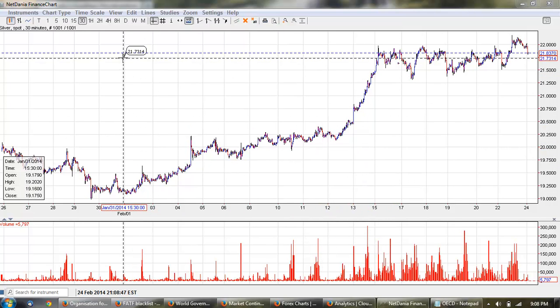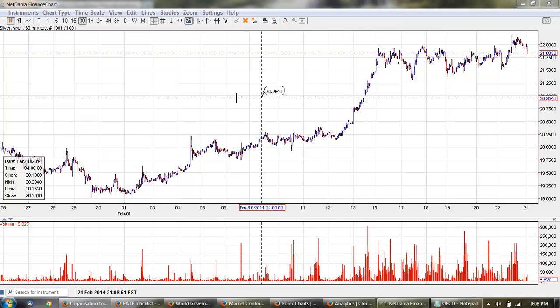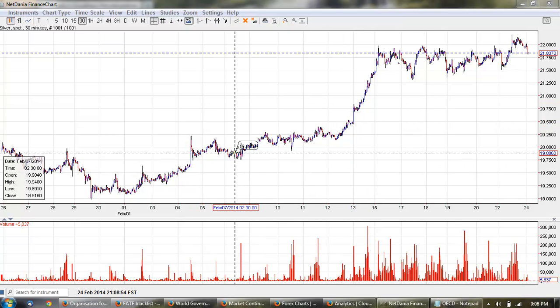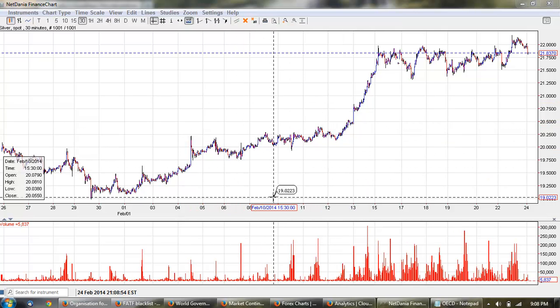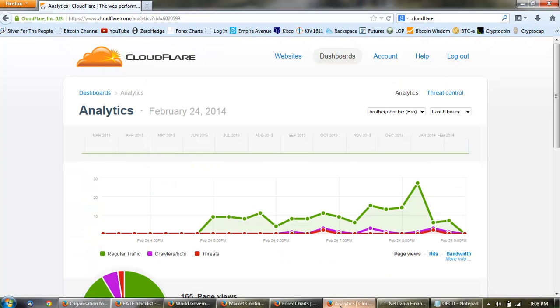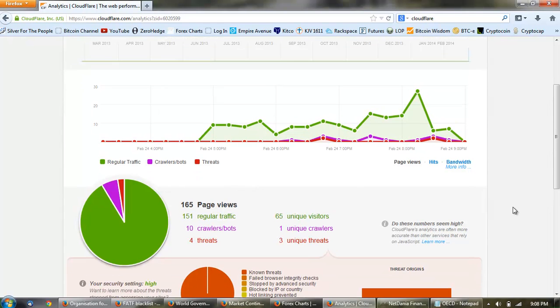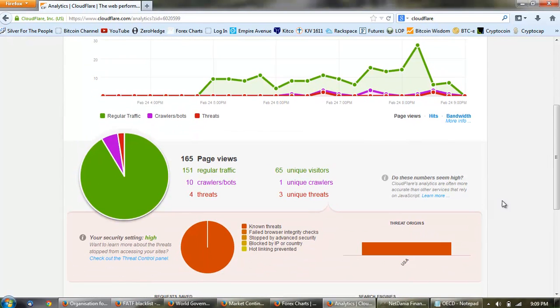This is a 30-minute chart of silver provided by netdania.com. Now, before we get to silver, I wanted to take you over to the Cloudflare site. Put that up today. You can see the information for the last 6 hours.